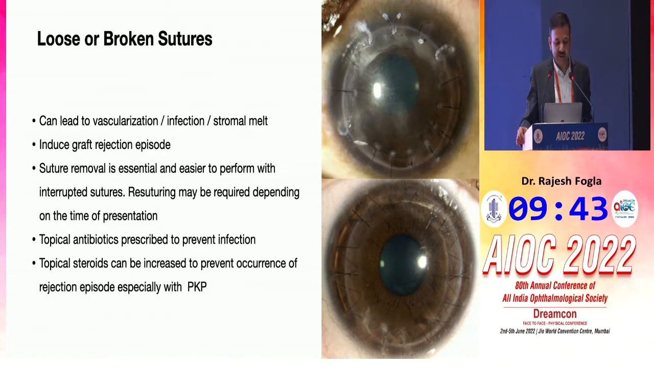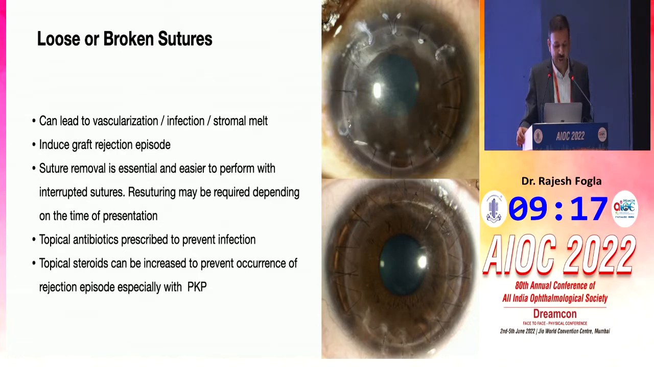Topical antibiotics are usually prescribed to prevent any secondary infection, and if you're dealing with a full thickness graft, sometimes you have to step up the use of topical steroids because of the risk of inducing an endothelial rejection. So if the patient has been using steroids once or twice a day, when you have a loose suture and you're doing suture removal, you can just step up the steroid frequency to thrice a day for a couple of weeks and then bring it down back to the maintenance dose.